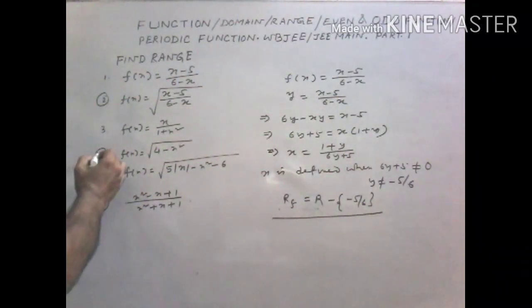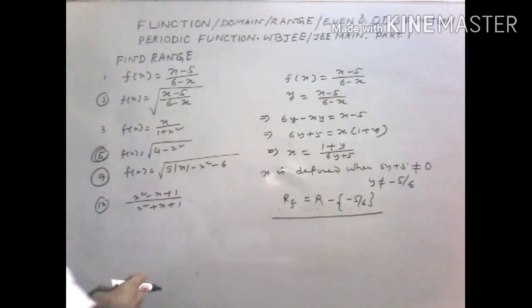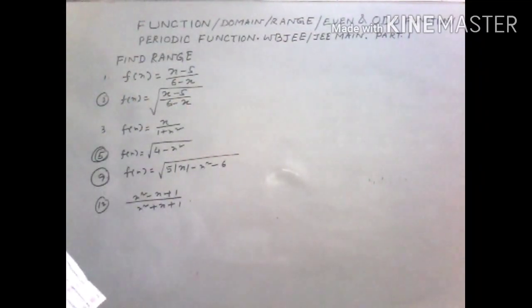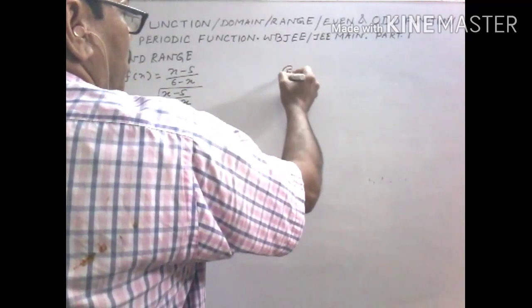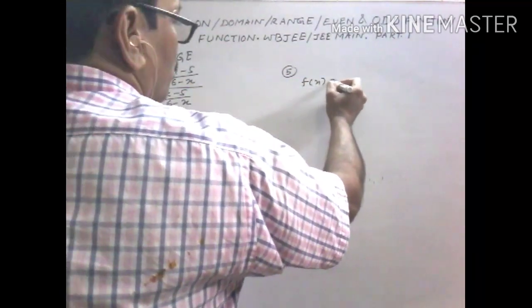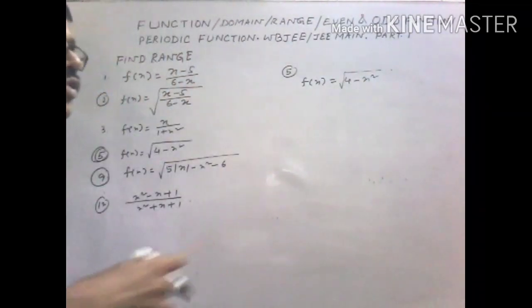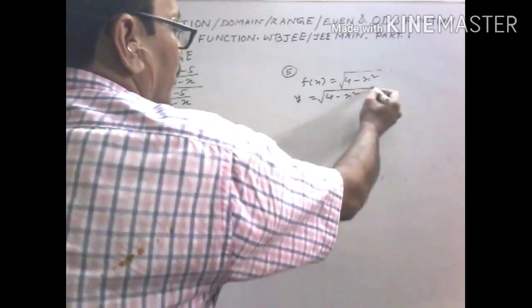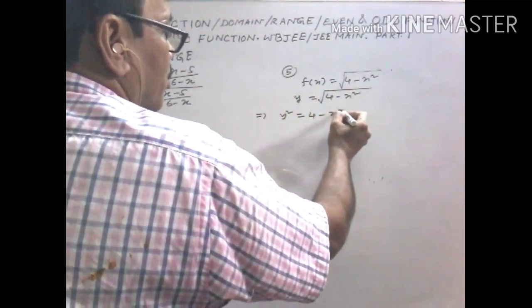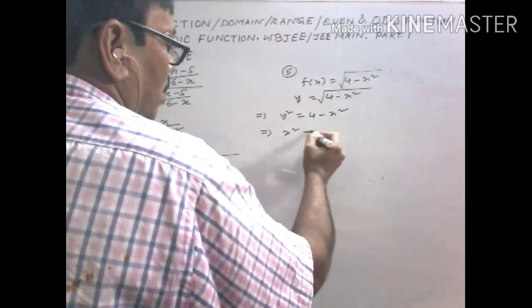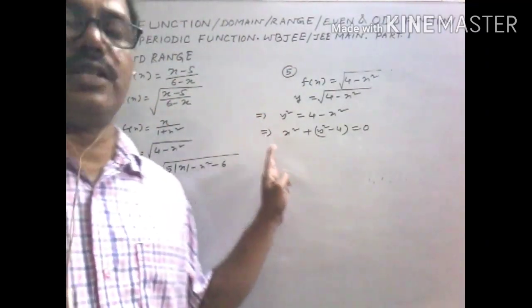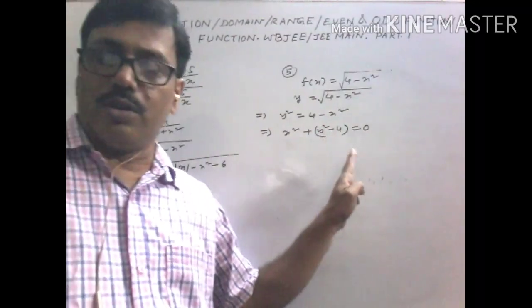Now problems number 2, 5 and 9 are of the same type. Here functions are given within the root sign. Suppose problem number 5, f(x) equals to root of 4 minus x square. So this is y, root of 4 minus x square. So y square equals to 4 minus x square. So x square plus y square minus 4 equals to 0. Our aim will be to express x in terms of y.